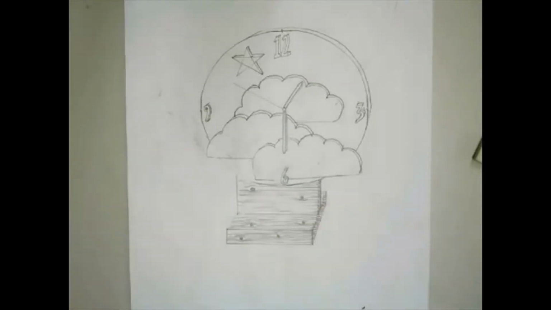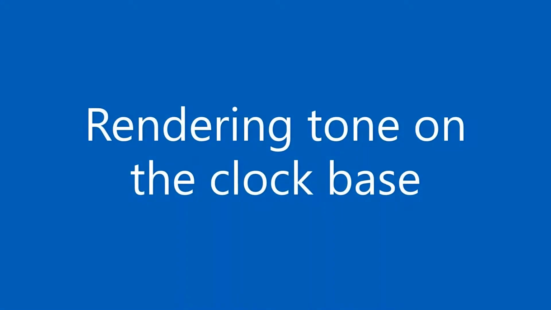At this stage, you will need to render the tone of the drawing. This just means putting different amounts of pressure on your pencil. We do this to make the drawing look more realistic.